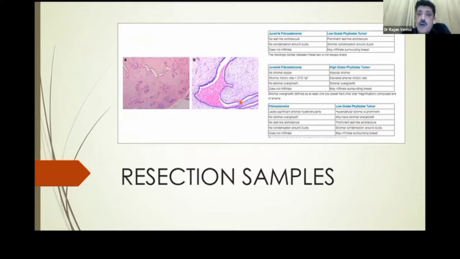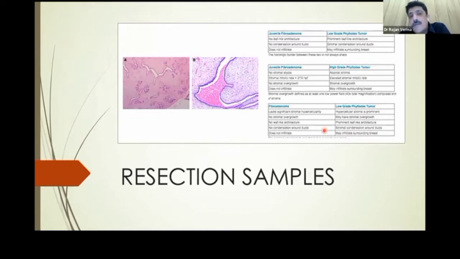These leaves are non-overlapping, jutting inside the duct, which are cystic. So a prominent leaf-like pattern with hypercellular stroma, and you can have stromal overgrowth depending upon the grade. And very important, if you find hypercellular stroma and prominent leaf-like architecture, you should look into the stromal condensation around the ducts. This is where the diagnosis lies, and all these are lacking in fibroadenomas.